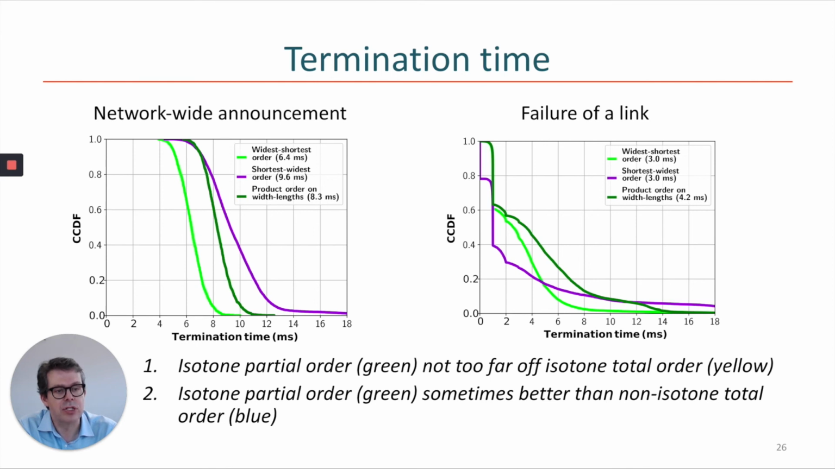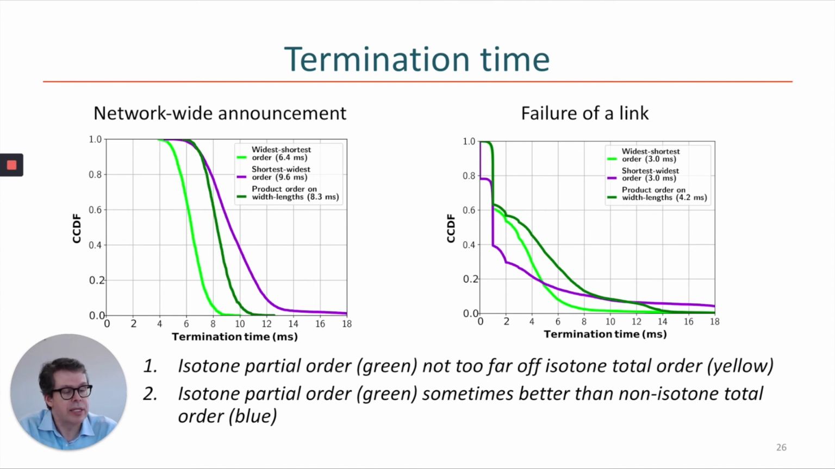The second conclusion is that the average termination time for the shortest widest order is worse than the termination time for the product order on width-lengths. And this is because of isotonicity. The product order on width-lengths satisfies isotonicity, and the shortest widest order does not satisfy isotonicity. Isotonicity not only guarantees optimality of the solutions, but it also promotes fast convergence.